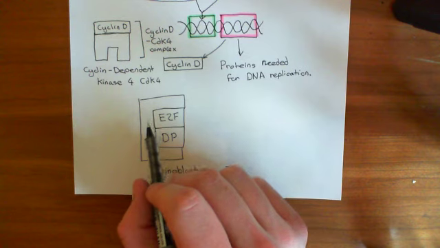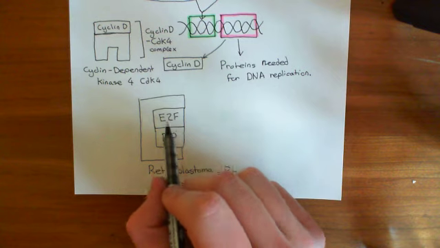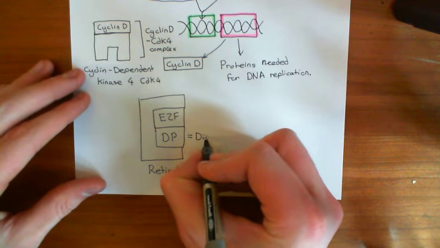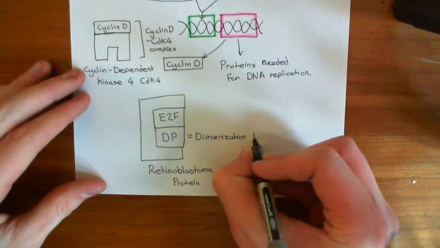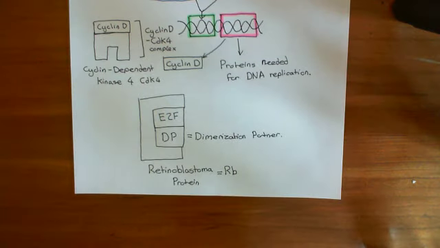So in the cytoplasm of the cell, there is this dimer of proteins, an E2F transcription factor dimerized with its dimerization partner protein. This dimer of E2F with its dimerization partner is an extremely powerful transcription factor which will go to the DNA and bind to promoter regions and increase the transcription of genes encoding proteins which will actually begin the replication of the DNA.